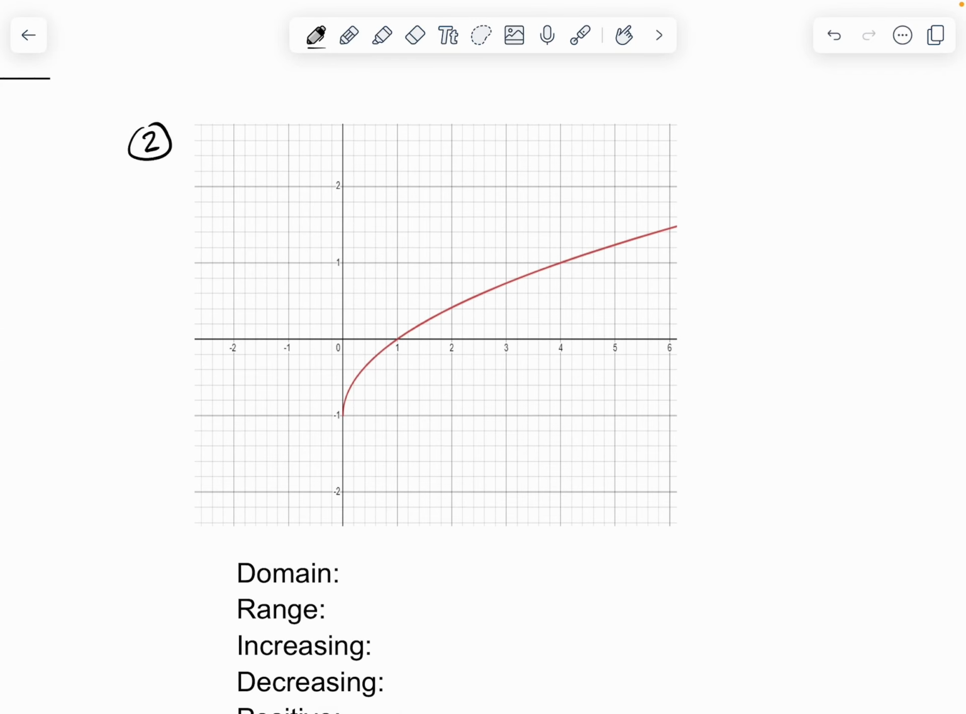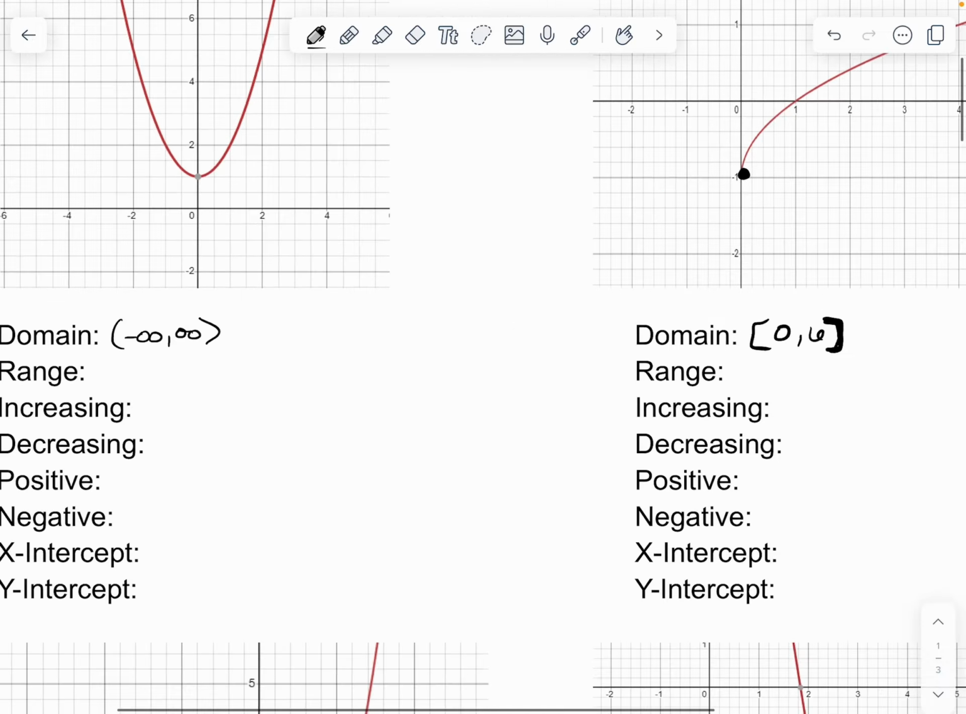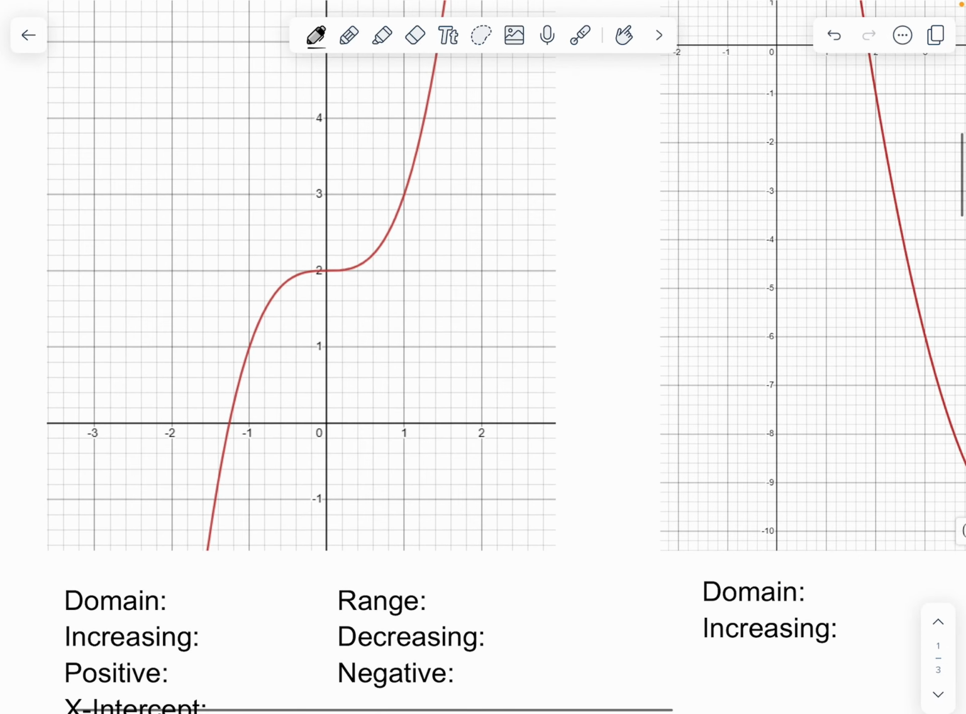Okay, the second one, I'm going across. I'm going to call this one number 2. This one we said had a dot here and a dot here. So it's a closed interval here for us. Our domain begins at an x value of 0 and it ends at an x value of 6. And those are closed, so it'd be from 0 to 6, a closed interval.